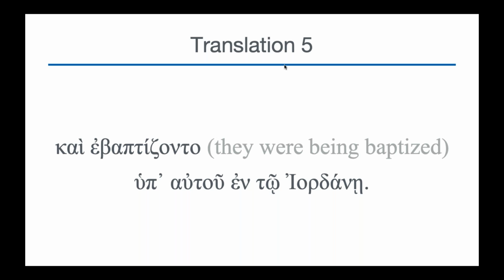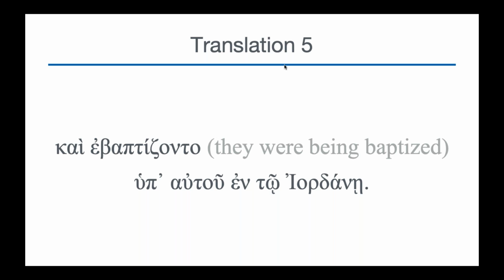And they were being baptized by him in the Jordan. And you can see there, Iordanē is in the dative, but it doesn't actually change the meaning. The reason it's dative is not because it means to, in, or with. The reason it's dative is because whenever you have an object of the preposition en, it has to be in the dative. Does that make sense? The reason it is dative is not because it means to, in, or with; it's because en takes dative objects of the preposition.